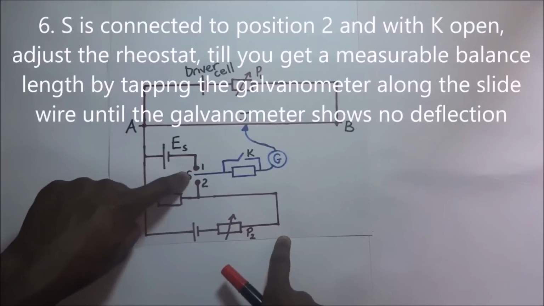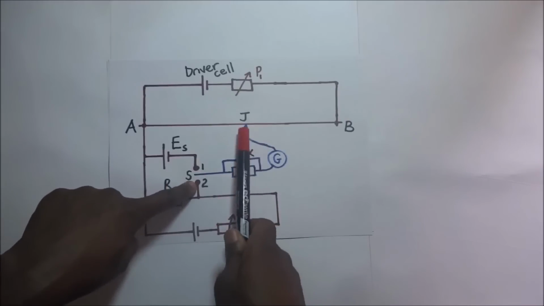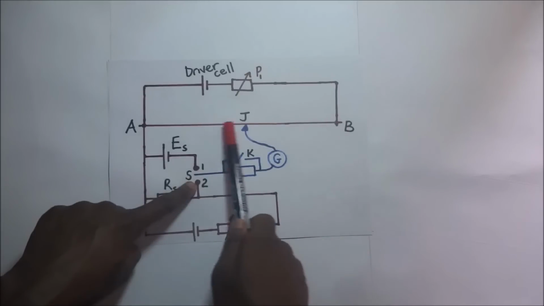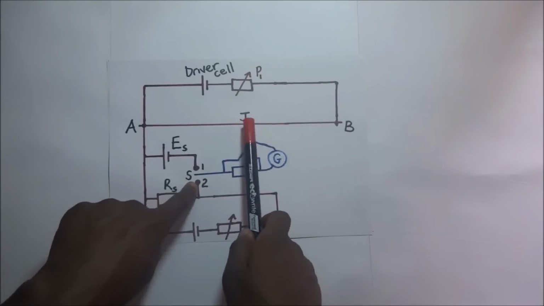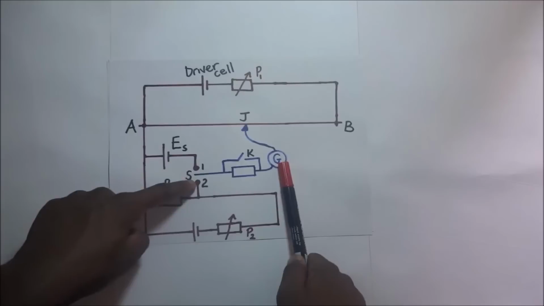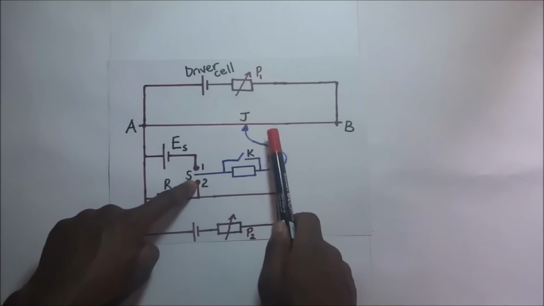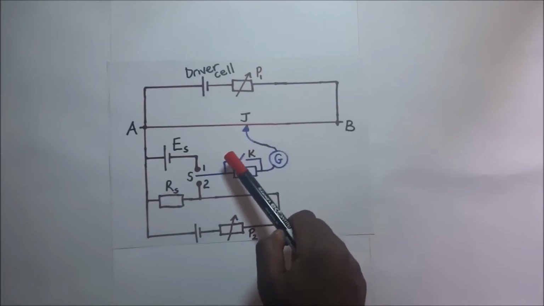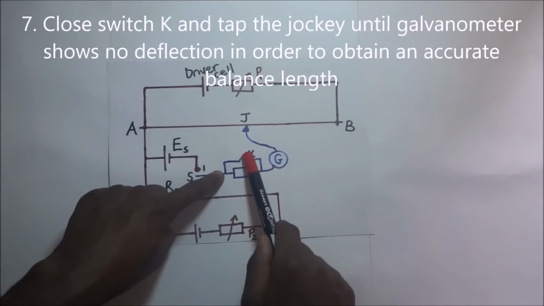Of course, when you connect S to position 2, while K is open, we go ahead and tap this jockey along the slide wire until we obtain a point where the balance point shows no deflection. After obtaining that point, we will have obtained an approximate balance length. So we go ahead and find the accurate balance length by closing switch K.